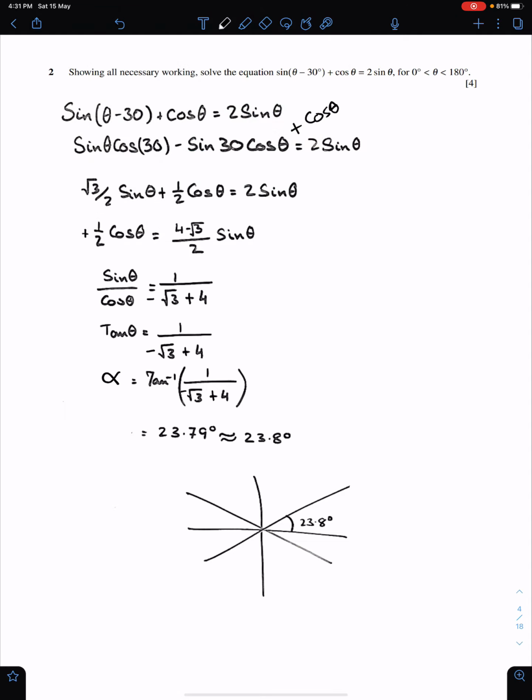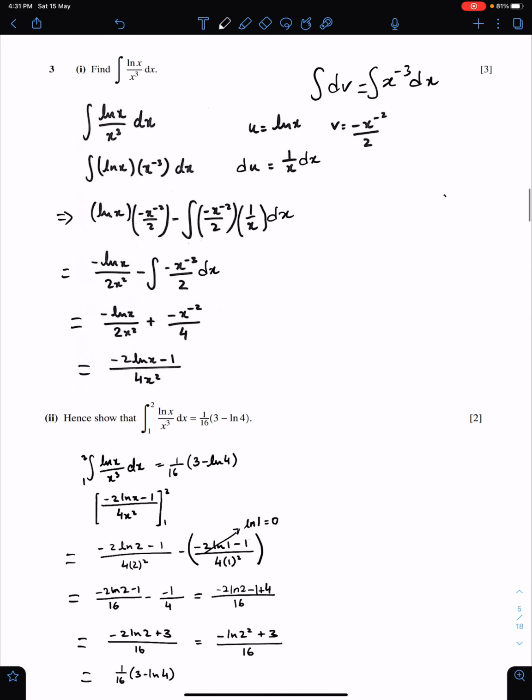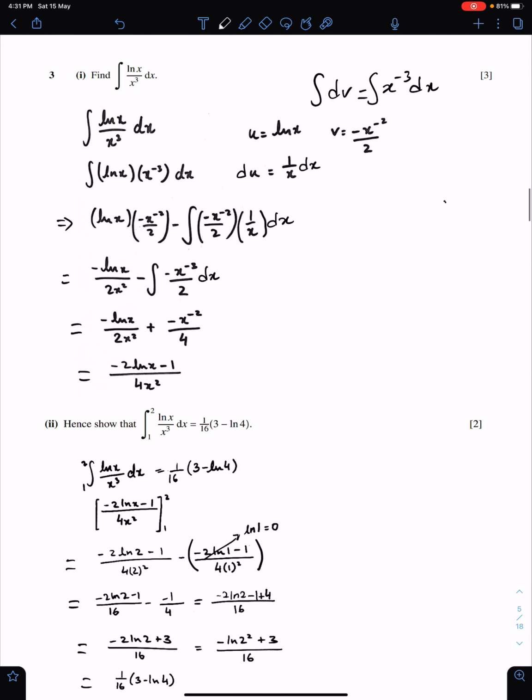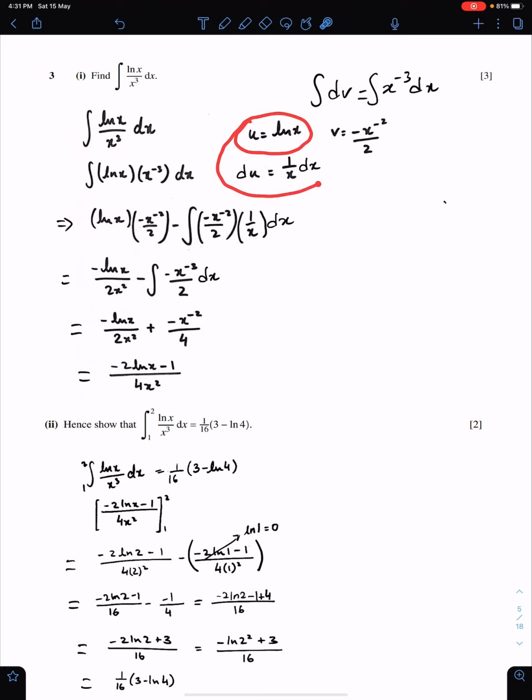This is alpha and this is theta. Now we need to integrate this, and this is the structure of by parts. See, we have product of different functions. So this ln x will be u and the rest will be dv. We always differentiate u to get du. This is du, and we always integrate dv to get v.